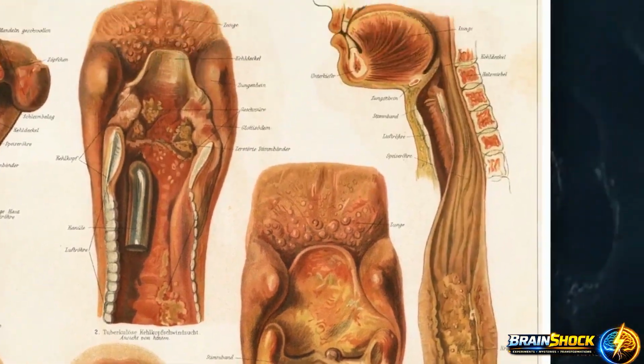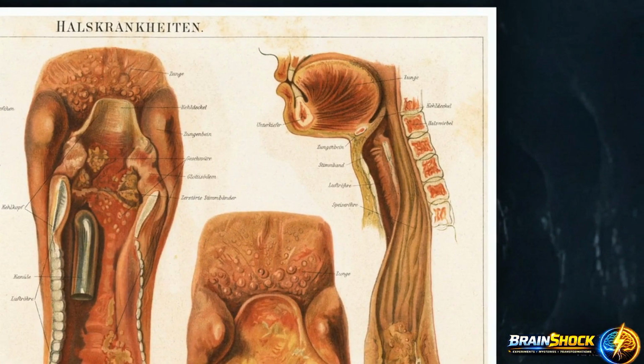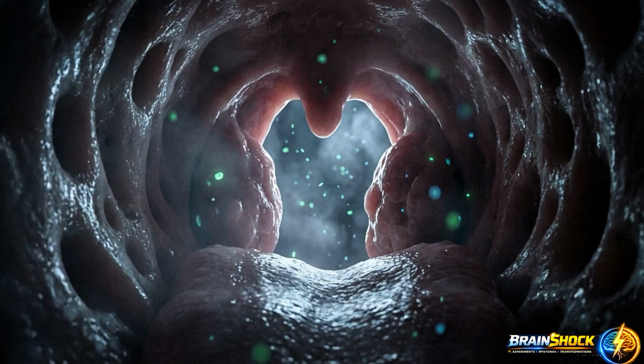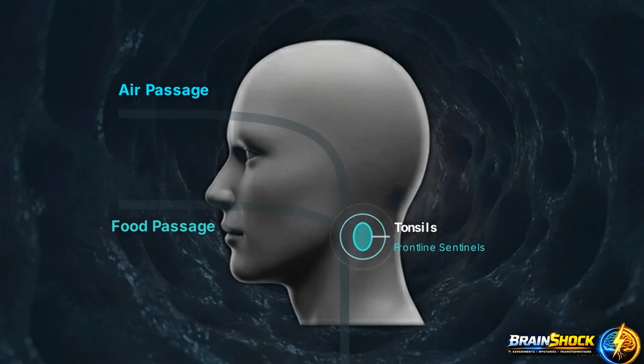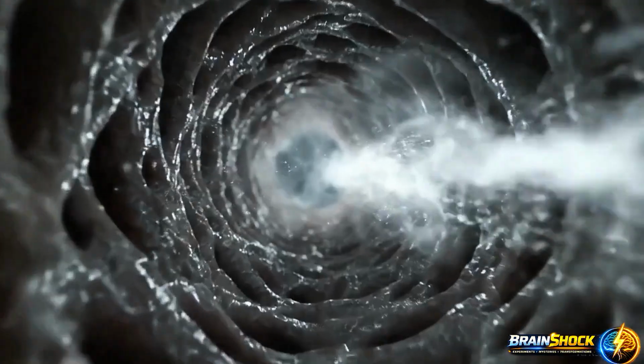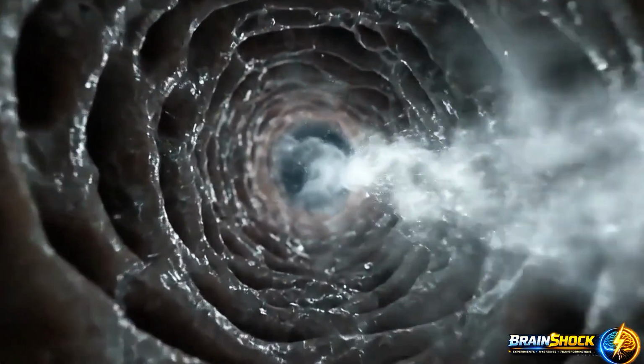But look at the anatomical cross-sections on the right. Notice their placement. Modern biology recognizes the tonsils sit precisely at the critical junction of the human airway. They act as biological sentinels. Because of this specific anatomical placement, every single breath of air you take and every piece of food you swallow is physically forced to pass directly over their surface.